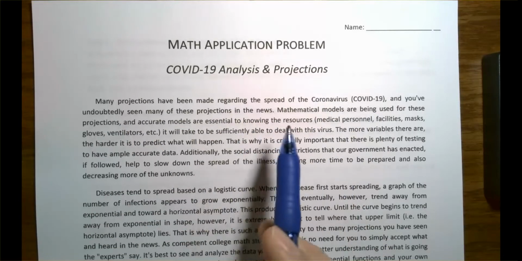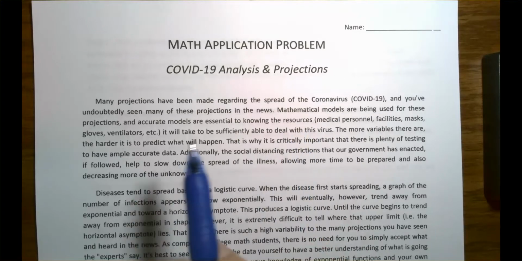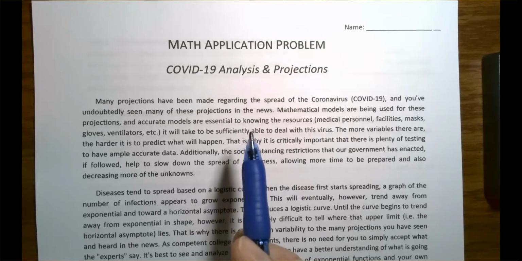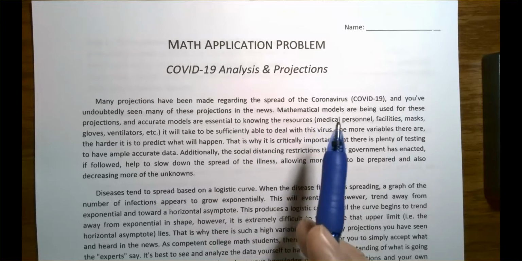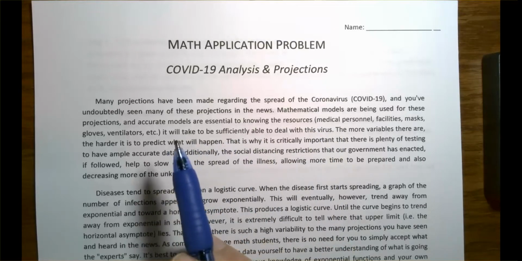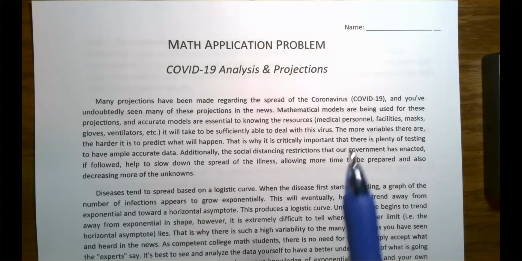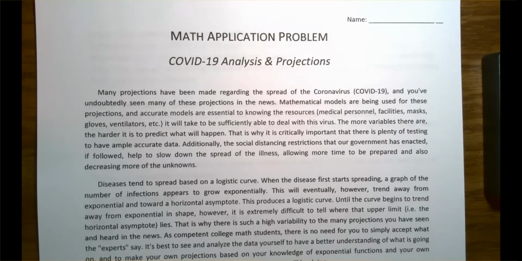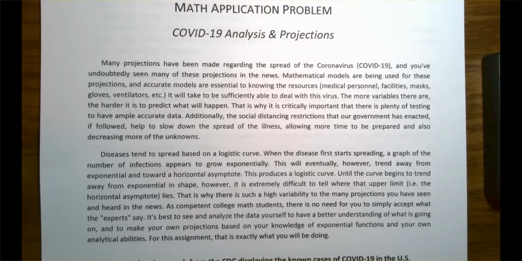Mathematical models are being used for these projections, and accurate models are essential to knowing the resources that you're going to need, such as medical personnel, facilities, masks, gloves, ventilators, and all of that type of thing. The more variables there are, the harder it is to predict. That's why you see so many various different projections out there, some way larger than others.